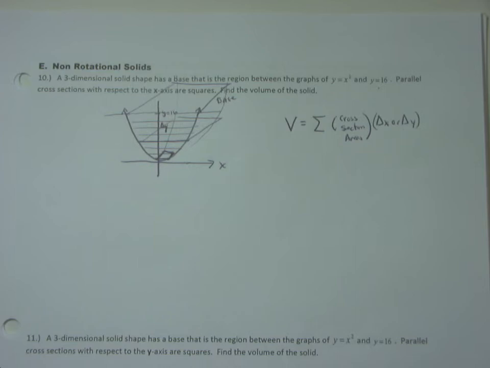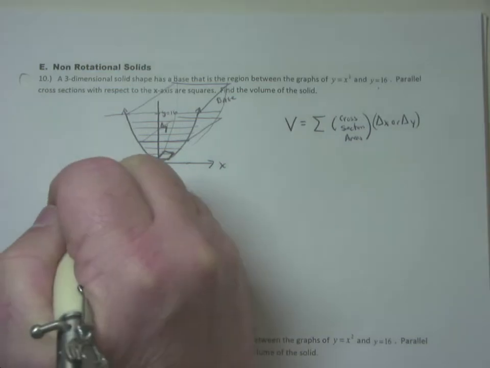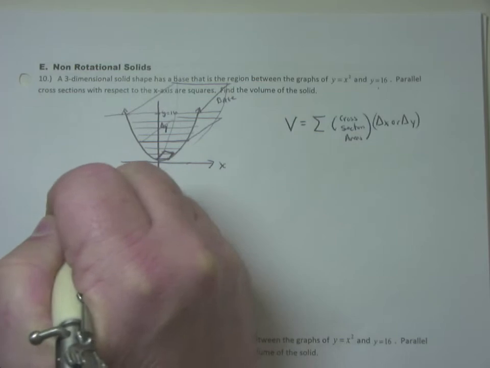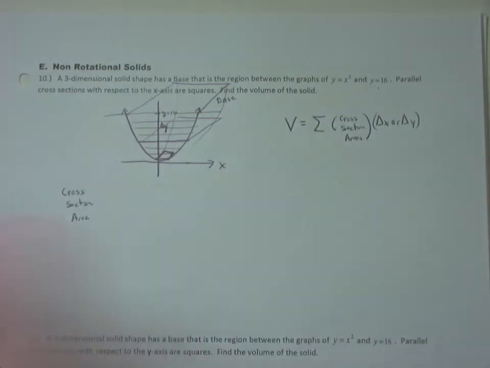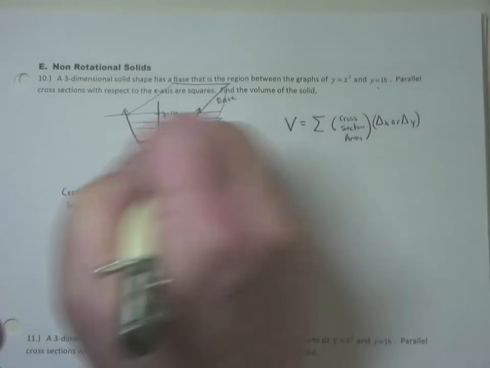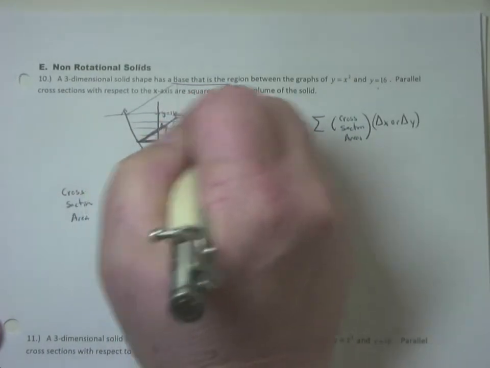So here's the deal. What cross sections do we have? The cross section area. What does that look like? What's my cross section area? It's this guy right here. I pulled him out, and I drew him in there, and what is he?